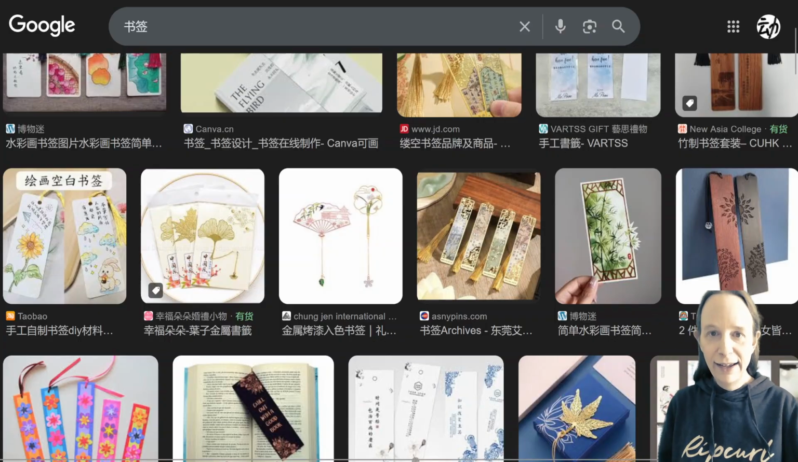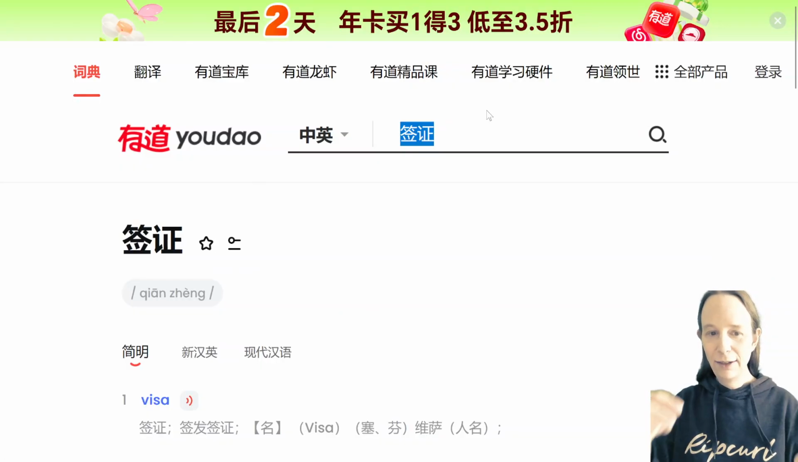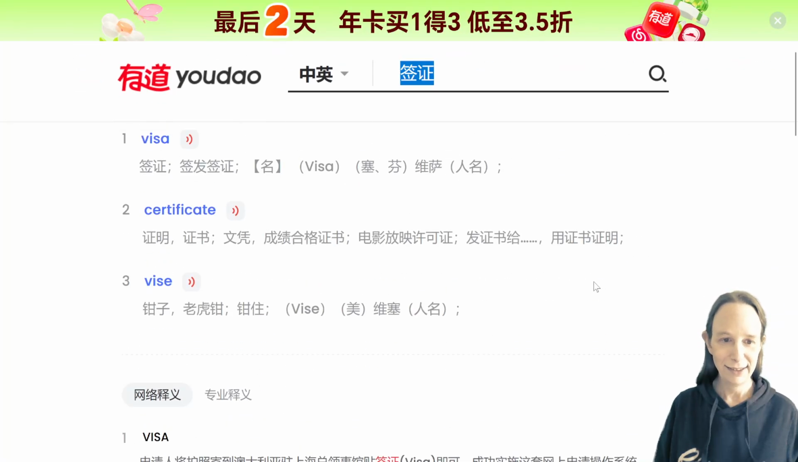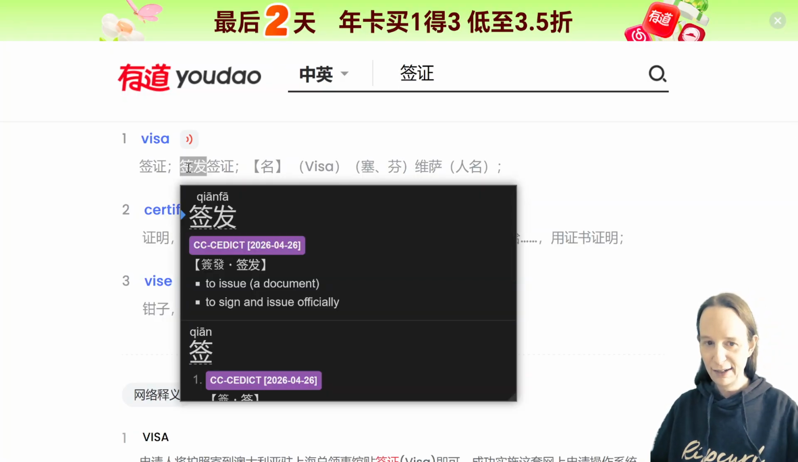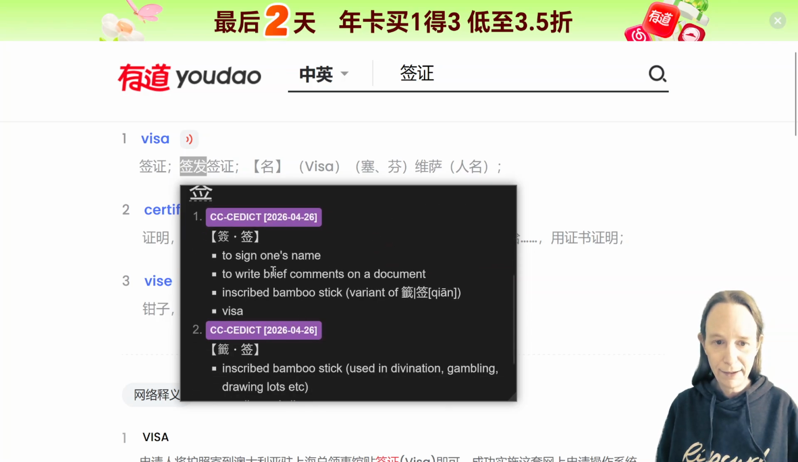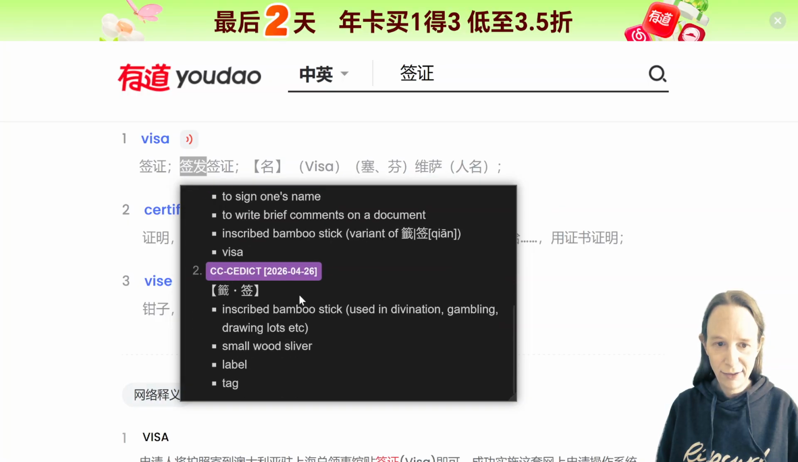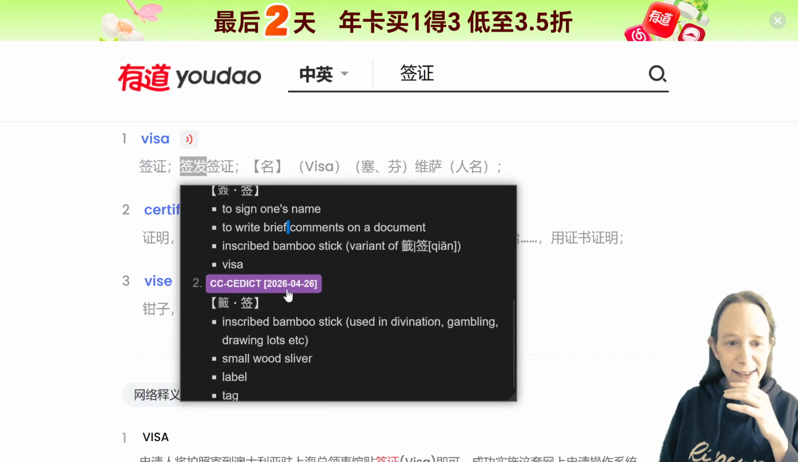All right. Why is qian in qianzheng? I don't know. What's this? Qianfa, to issue a document. Ah, so there is a verb version of qian, is there? Oh, we know that one, to sign. Sorry, why are there two entries here? Oh, there's different traditional characters.